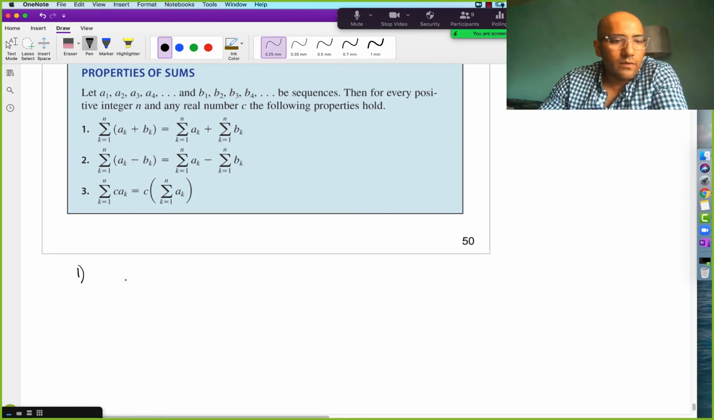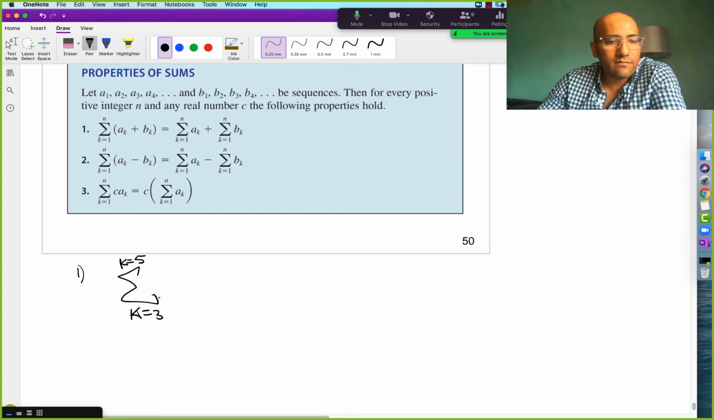Number 1. Let's say that I want to do the sum as k goes from 3 through 5. It's just 3, 4, 5, just a few values. And I have some formula in k, like k squared plus, I don't know, square root of k. Say I have that. So this can be broken down by number 1.